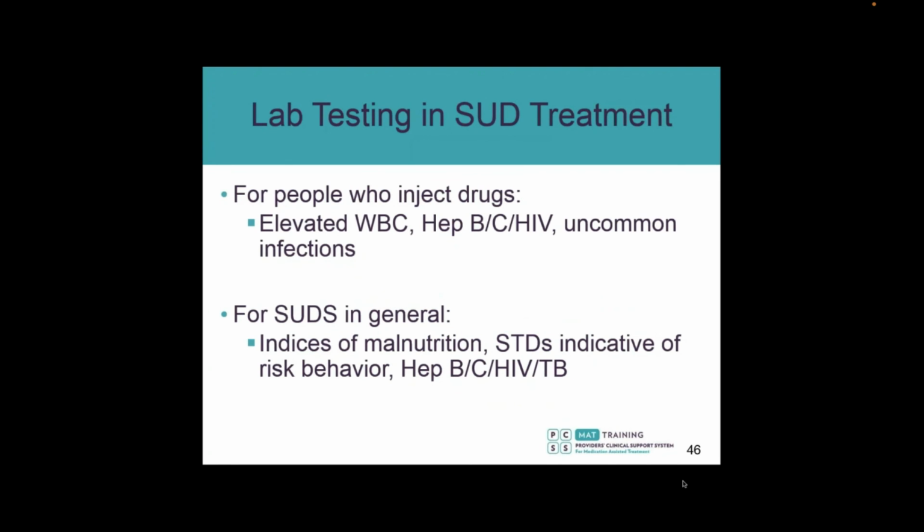For people who inject drugs, it's important to look for signs of infection, look for elevated white blood counts, and always screen if you can for the sexually transmitted and bloodborne diseases, hepatitis B, hepatitis C, and HIV, or uncommon infections. For substance use disorders in general, indices may include signs of malnutrition, sexually transmitted diseases, which are indicative of higher risk behaviors, and again, Hep B, C, and HIV, and tuberculosis.